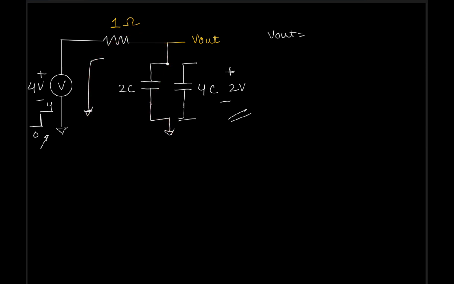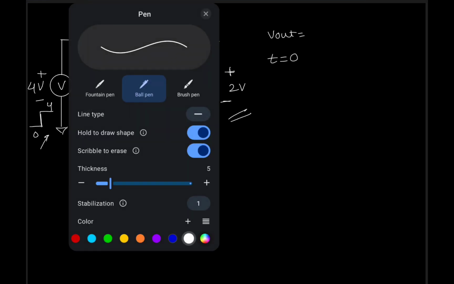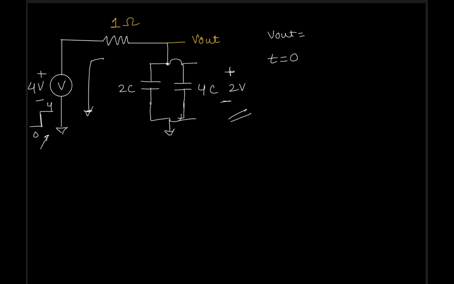So what will happen at t equals 0? At t equals 0, I will use a different color. Both this and this will get to +4 volts, and this will be connected. So this will be connected here. Okay, so now what do you think will happen?